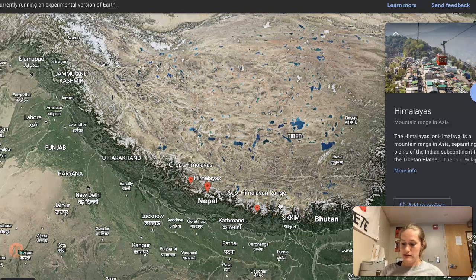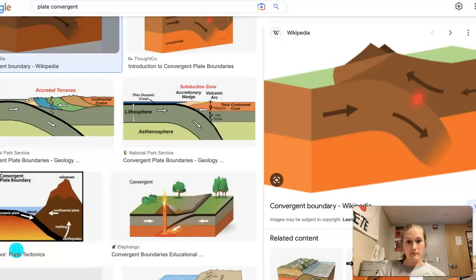So the Himalayan mountains separate the plains of the Indian subcontinent and the Tibetan plateau, and it's basically a collision of the India plate and the Eurasian plate. The Indian tectonic plate goes underneath the Eurasian plate. It subducts it, and that creates the mountains in the mountain range of the Himalayas. And yeah, that is the three different plate types.